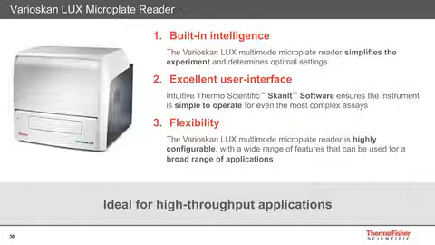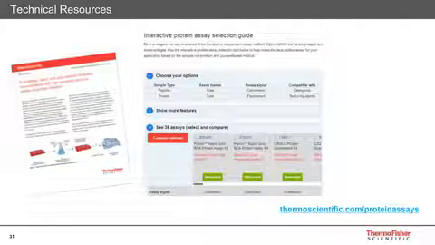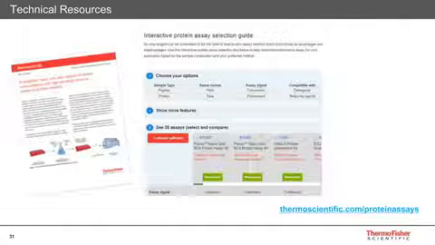Now this is our Varioskan Lux microplate reader. It has a built-in intelligence by which it can determine the optimal setting for each experiment. The SkanIt software ensures that the instrument is simple to operate. It's very flexible and it can be used to measure absorbance, fluorescence, luminescence, and everything in one platform.